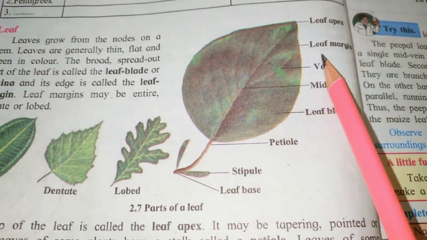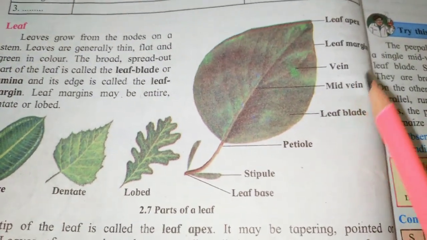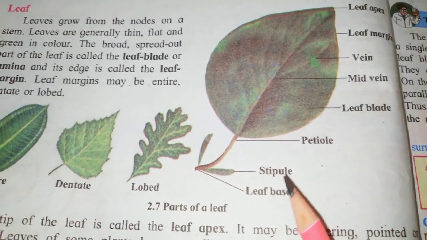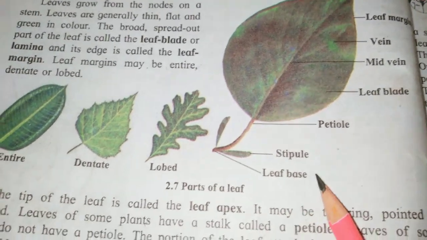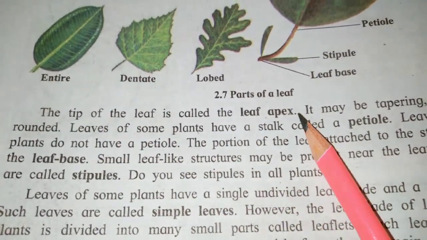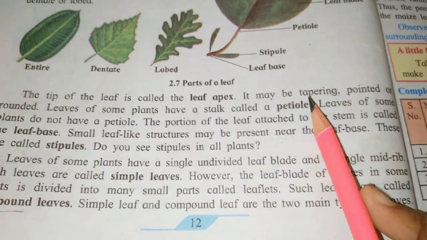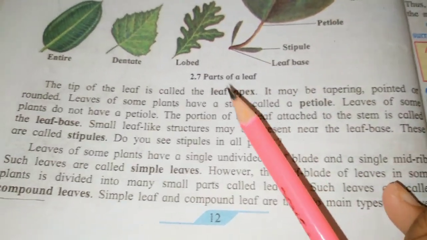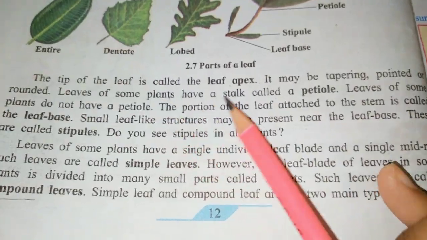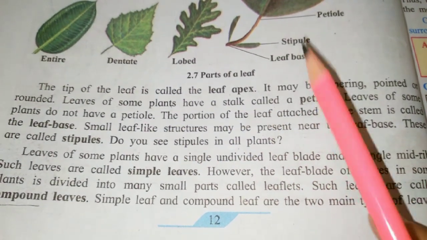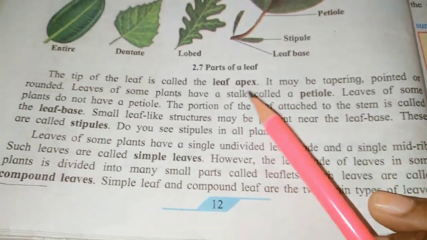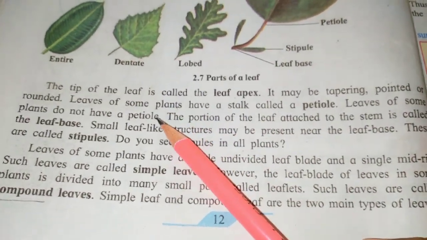Leaf apex, leaf margin, vein, mid vein, leaf blade, petiole, stipule, and leaf base. The tip of the leaf is called the leaf apex. It may be tapering, pointed, or rounded. Leaves of some plants have a stalk called petiole. You can see here the petiole. Leaves of some plants do not have a petiole.